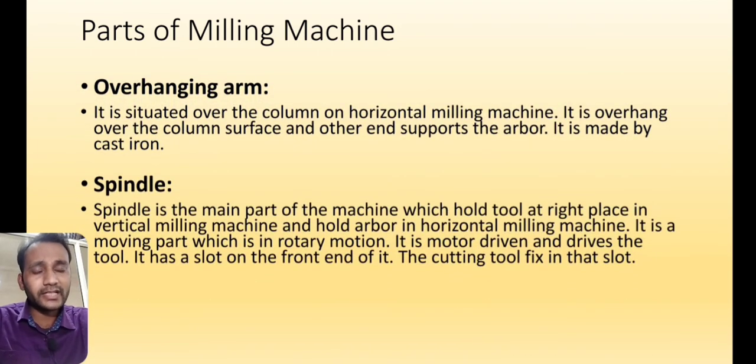Next is the overhanging arm. The overhanging arm is situated over the column on the horizontal milling machine. Generally the overhanging arm is used in the horizontal milling machine and the ram is used in the vertical milling machine. It overhangs over the column surface and the other end supports the arbor. It is also made of cast iron. The spindle is the main part of the machine which holds the tool in the right place. Basically the spindle holds the arbor, and in the arbor the tool is mounted.